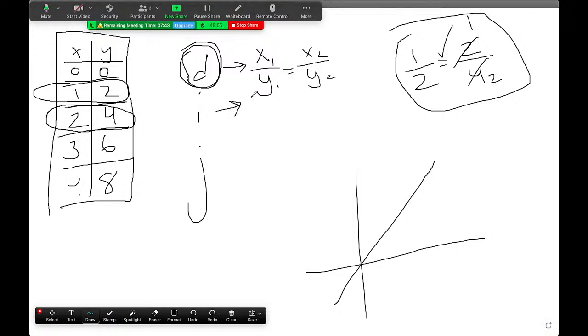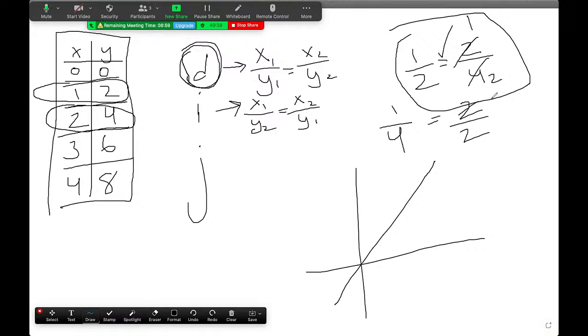So this equation, I'm trying to find it: x1 divided by y2 is equal to x2 divided by y1. So let's try it in here. We have x1 with a value of 1. Let's just do the x2 first. It has a value of 2, just like before. Now y2 has a value of 4, and y1 has a value of 2.